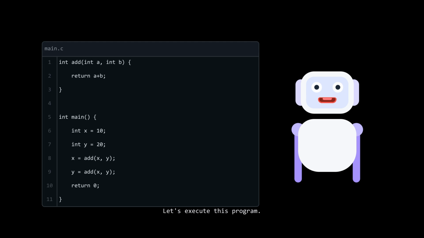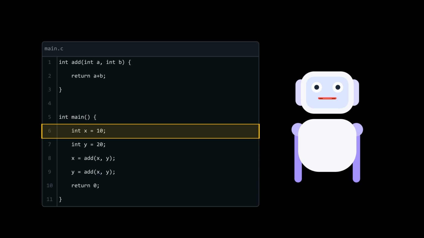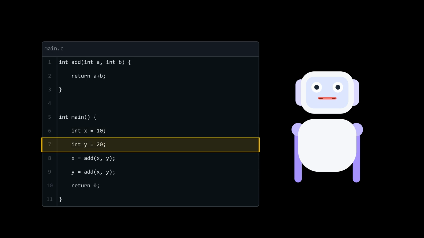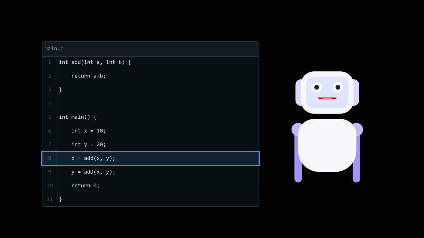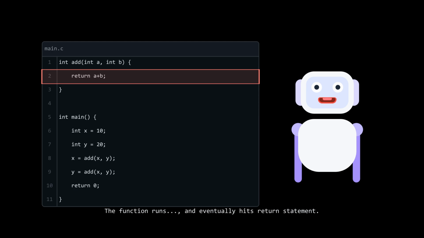Let's execute this program. In C, execution always starts from the main function. The CPU runs code line by line. X is assigned 10, Y is assigned 20. Now we hit a function call: x = add(x, y). Execution jumps into add. The function runs and eventually hits the return statement.